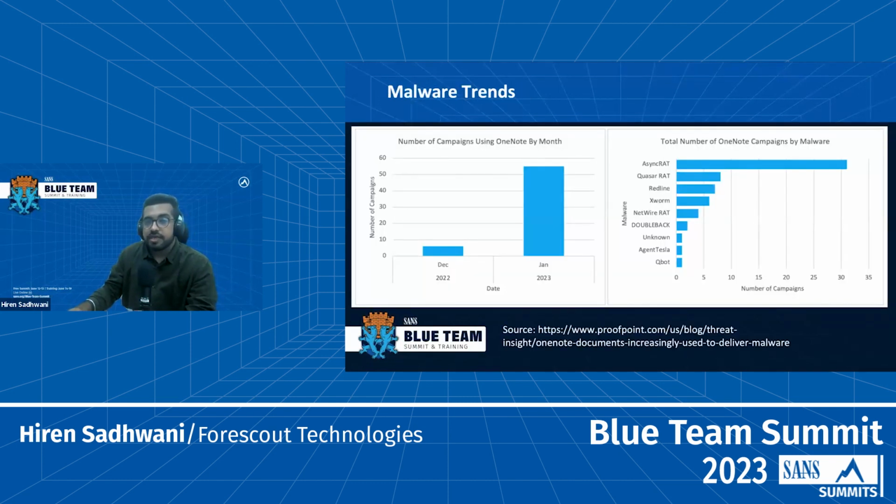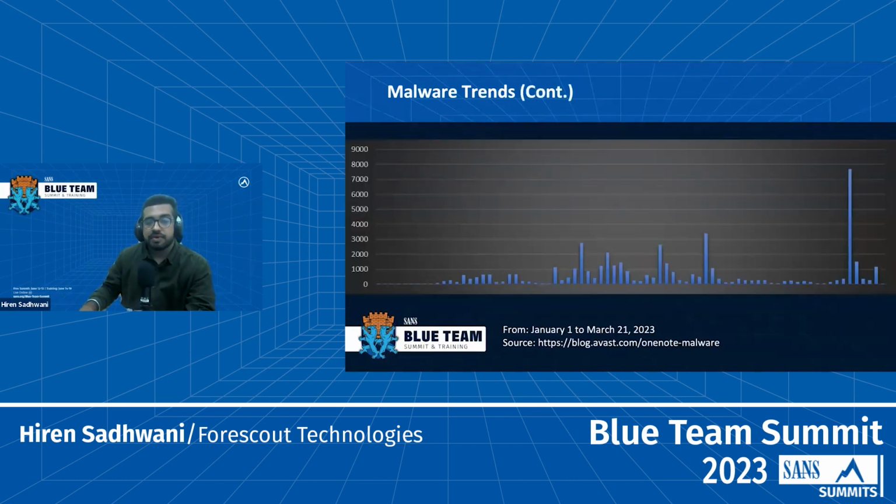Let's look at some of the stats. These are the initial stats shared by the Proofpoint research team. During December, the campaign had just started, with fewer than 5 campaigns, and in January it jumped to more than 50. These campaigns were dropping different malware, such as AsyncRAT, QSR, Agent Tesla, Qakbot, and many other kinds of malware seen during the initial trends.